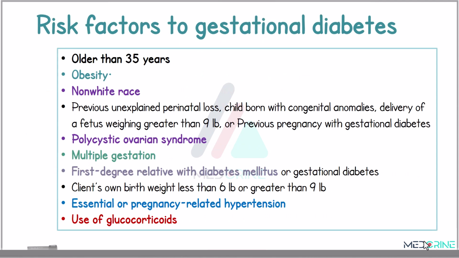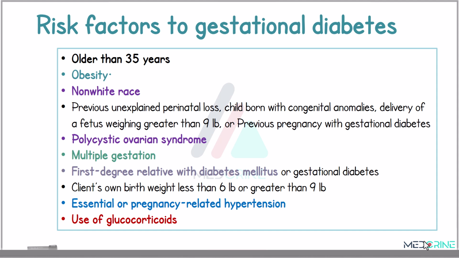Some of the risk factors that are associated with gestational diabetes mellitus are an older age of more than 35 years old, obesity with a BMI of greater than 30, non-white race, a previous unexplained perinatal loss, where a child is born with congenital anomalies, delivery of a fetus weighing greater than 9 pounds, or a previous pregnancy with gestational diabetes.